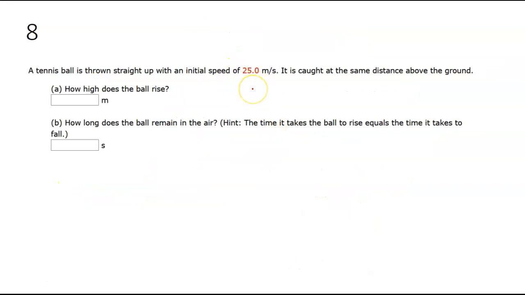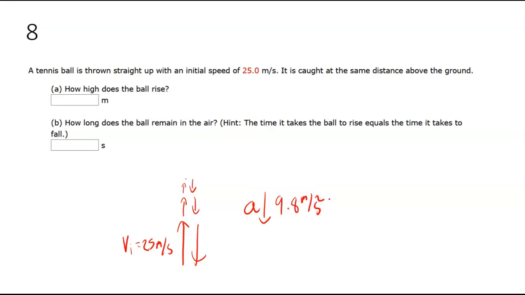When something is thrown up, it's typically a good idea to stick with upward as your vertical coordinate. It's launched upwards at 25 meters per second. I know that it's going to go up, stop, come back down. I know that my acceleration is downward at 9.8 meters per second squared. How high does the ball rise?